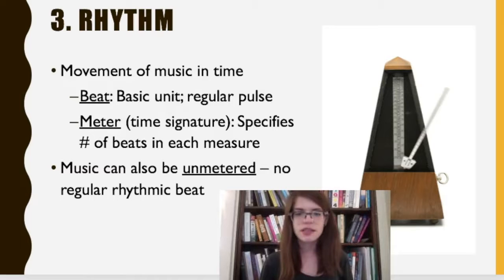So you can divide this into different time signatures. 1, 2, 3, 4, 1, 2, 3, 4. You can divide it 1, 2, 3, 1, 2, 3, etc. And that is the beat.